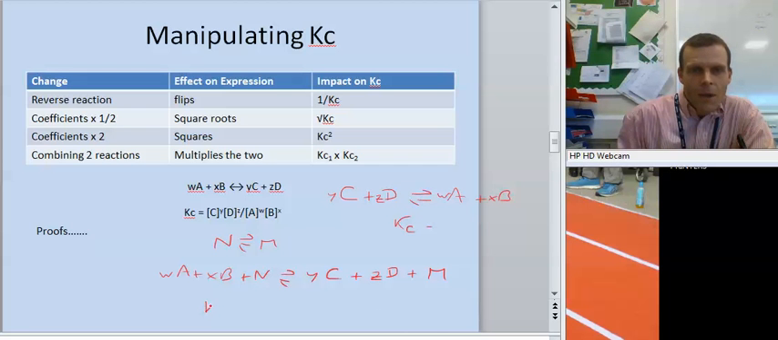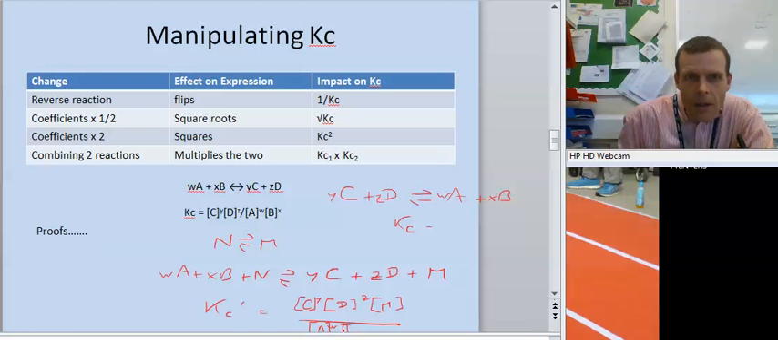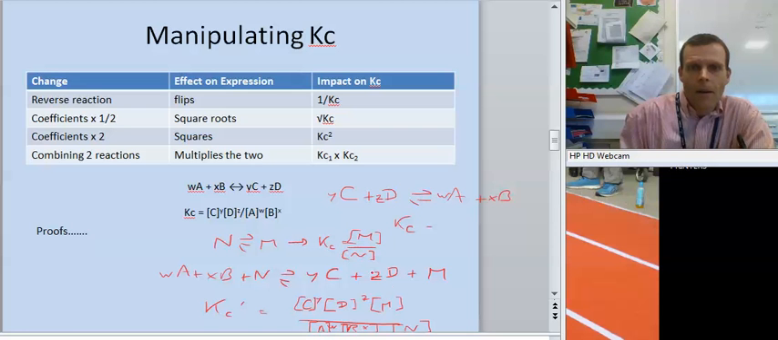Then my equilibrium expression becomes C to the Y times D to the Z times M over A to the W times B to the X multiplied by N. And so for this individual thing here, that would have been M over N. Hopefully you can see that this is therefore just the product of the two separate equilibrium constants. So you can prove all of these relationships when you come to manipulate Kc values.